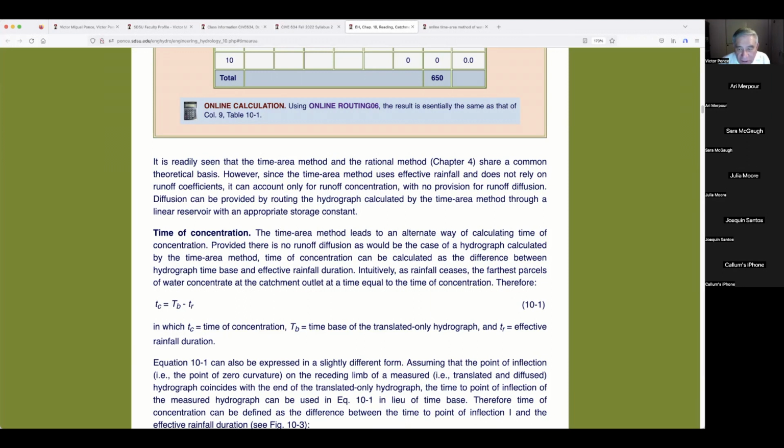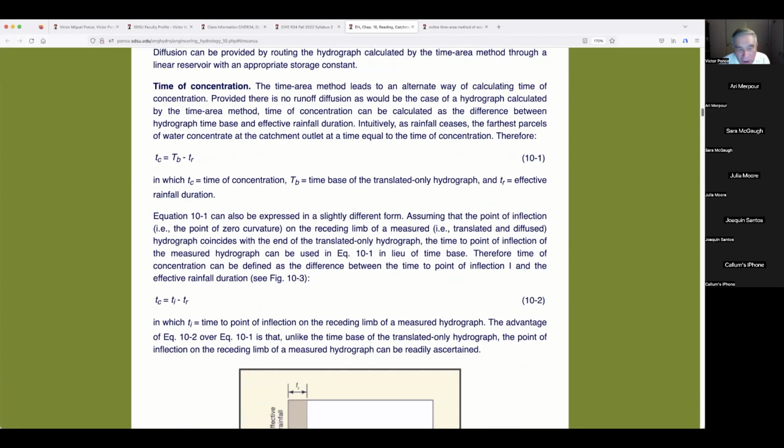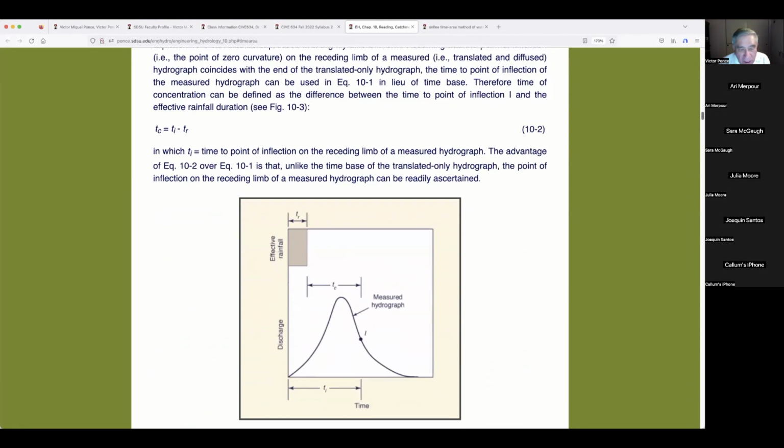As rainfall ceases, the farthest parcels of water concentrate at the catchment outlet at a time equal to the time of concentration. So this is another formula for the time of concentration. And we can also express it in a slightly different form by saying that the time to point of inflection is the same as the time base of the translated-only hydrograph. And those are approximations, but they're good approximations because they reflect the usual situation in practice.